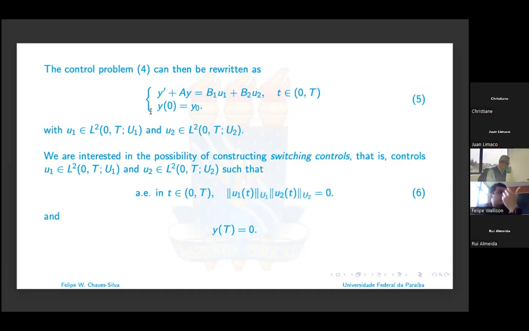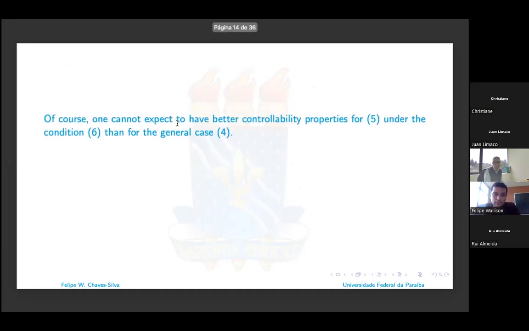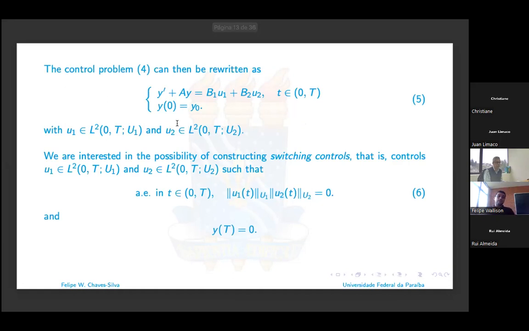You see, it's very simple once you write it in an abstract way and understand that you must just write the spaces as a product. It's quite easy to formulate the question. And now one wonders, of course, what can you obtain in general for this kind of switching control problem? Okay, let's go back to the Stokes problem.